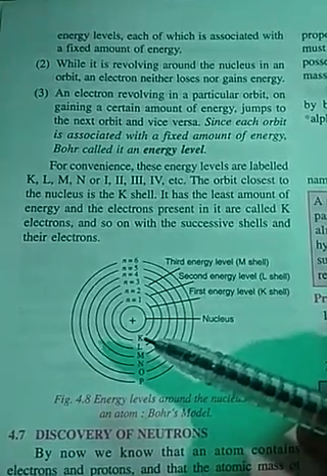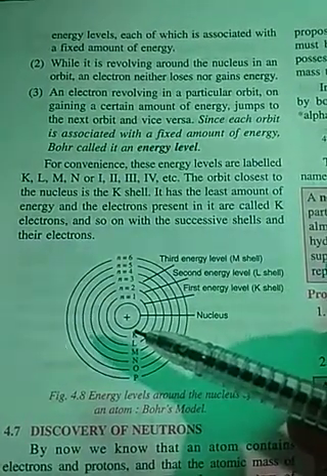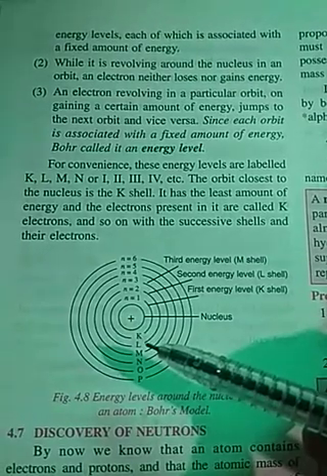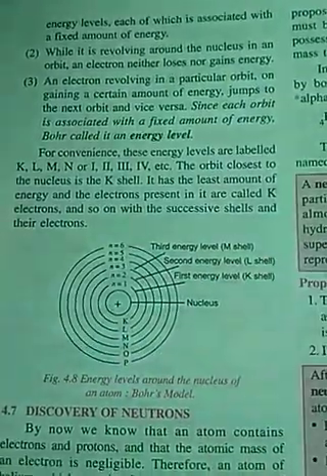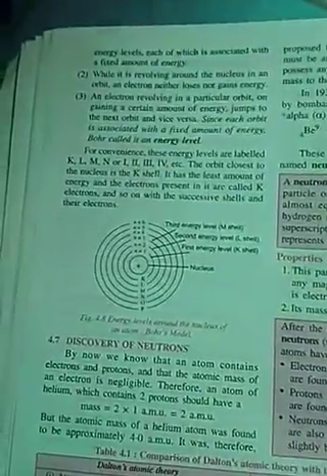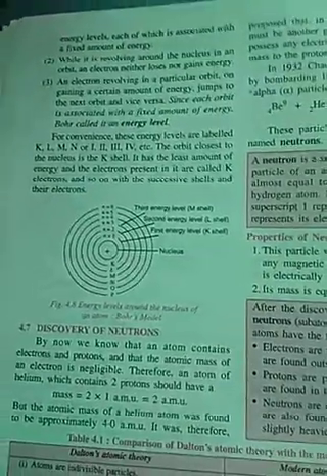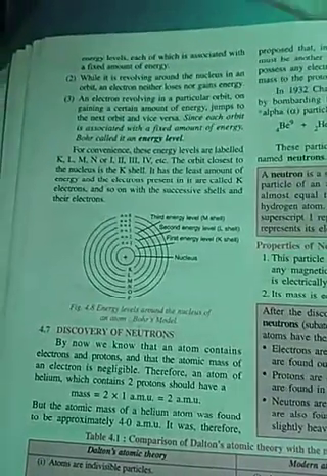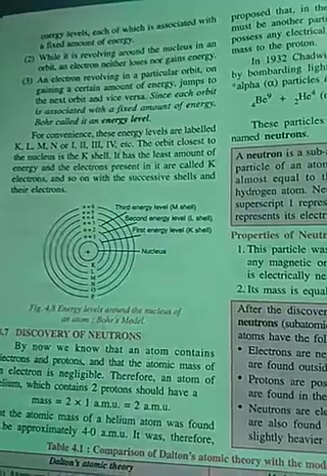The L shell has more energy than the K shell, and the electrons present in the L shell are termed L electrons, then M electrons, N, O, P electrons, and so on. So my dear students, so far we know that atoms are made up of electrons and protons. Right now, we will come to know that atoms are made up of electrons, protons and neutrons.